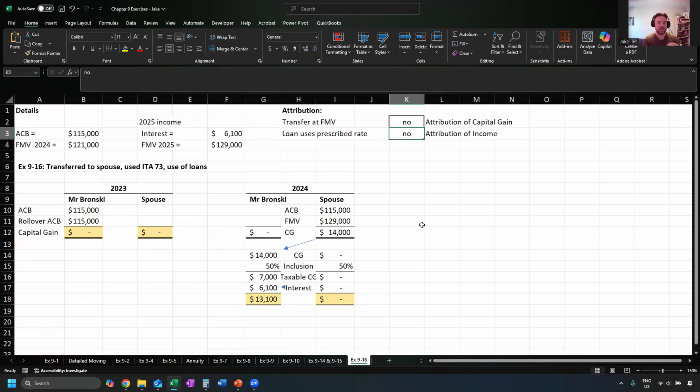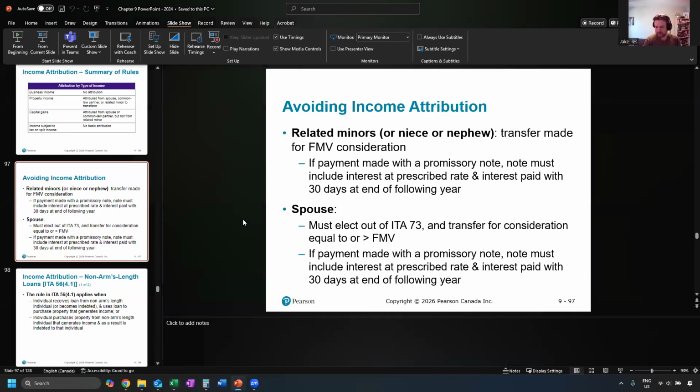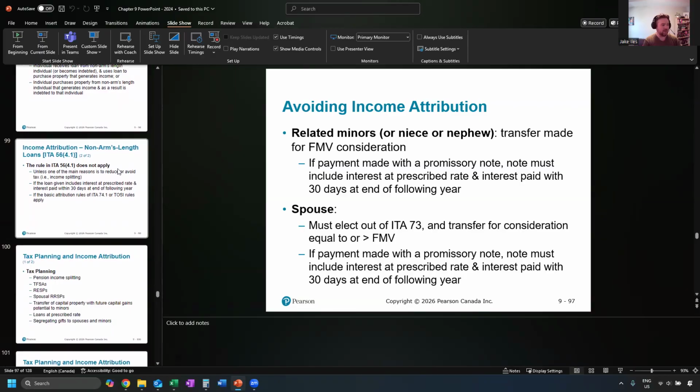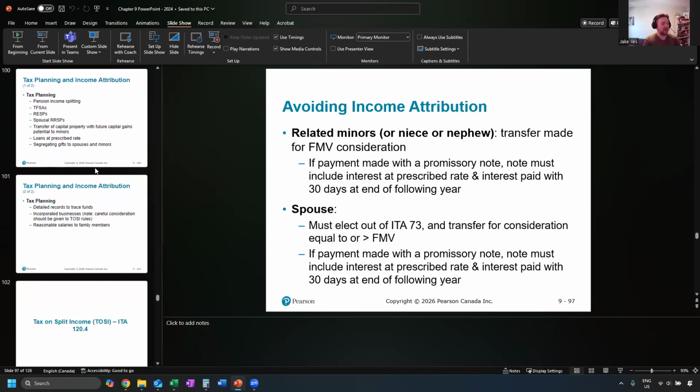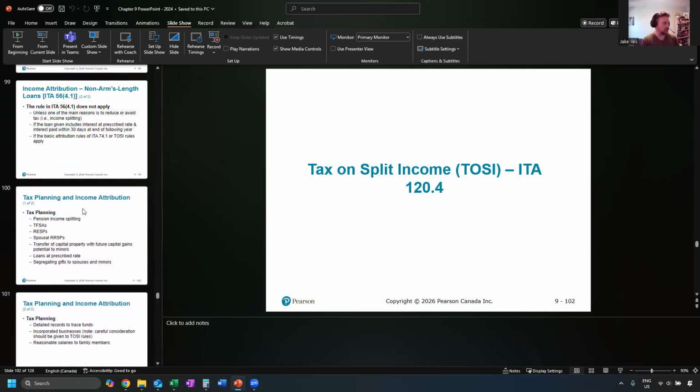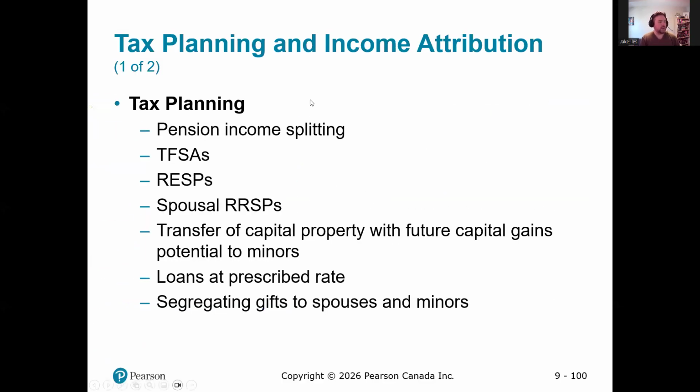So we have these two income types we have to consider. So those are attribution of income. We're at 24 minutes now, so I'm going to just go through the last couple slides talking about tax planning and income attribution, but I'll have a short video to follow up on the TOSI rules. So we want to split our income. The best ways to do it is through pension income splitting, TFSA tax savings going forward, RESPs and spousal RRSPs so that income contributed can be collected in their hands.